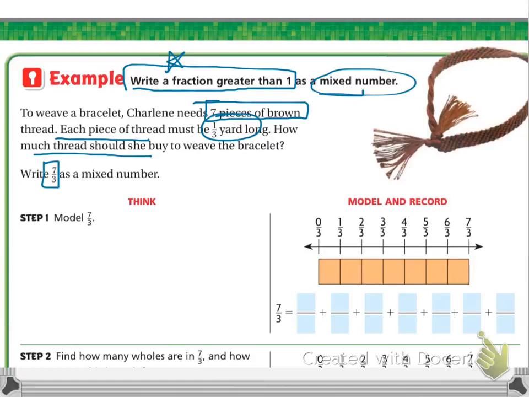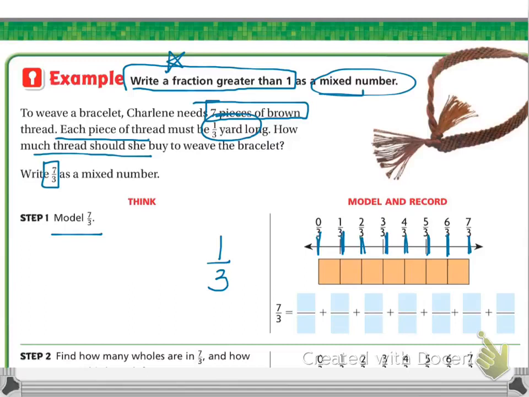One way I can do this is to model 7/3. I can use a number line. My number line is cut into third size pieces because each piece of thread must be 1/3 yard long. I have 7 parts on my number line because she needs 7 pieces. So since each piece of thread has to be 1/3 yard long, I can use my number line in a way to help me.